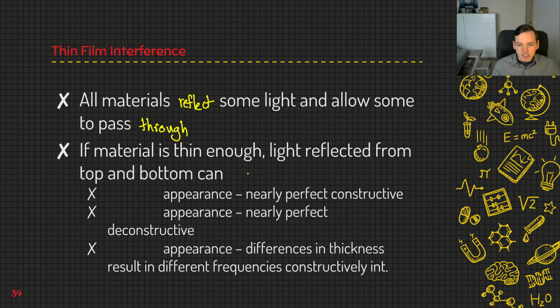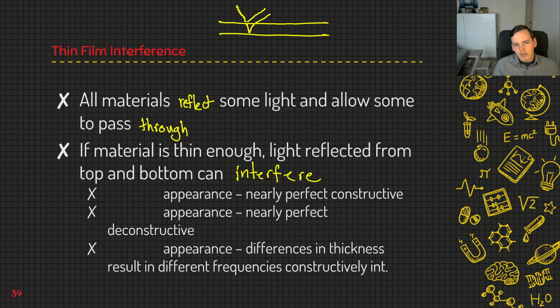So if a material is thin enough, then the light reflected from the top and bottom of that material can interfere with each other. And what does that look like? Well, that would be like this. So if I've got a material, so imagine this is a side view. I've cut it away. So now a piece of light coming in like this, some of it will get reflected off. Some of it will travel straight through, bounce off the bottom, and then get reflected off here.